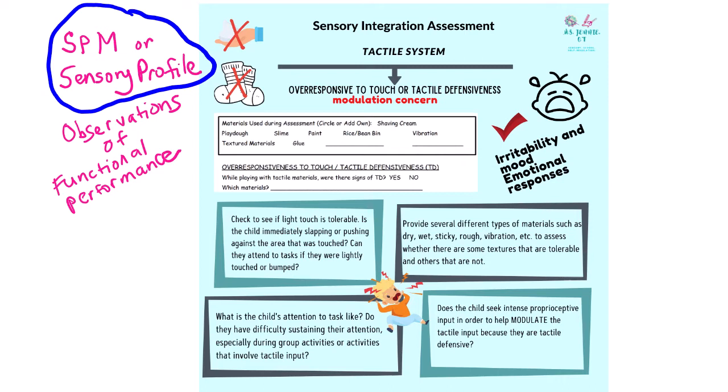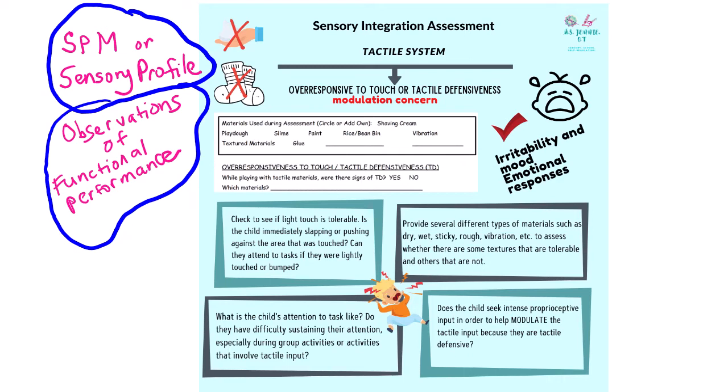If I can get the SPM or Sensory Profile back from the teacher and from the parent, it gives me a really nice idea of what I need to take a look at and what the problem areas are for the child. And the other thing I really like to do before I start assessing myself is to get a lot of observations of their functional performance. So that means I really want to see them in the classroom and see what they're doing, how they're interacting.